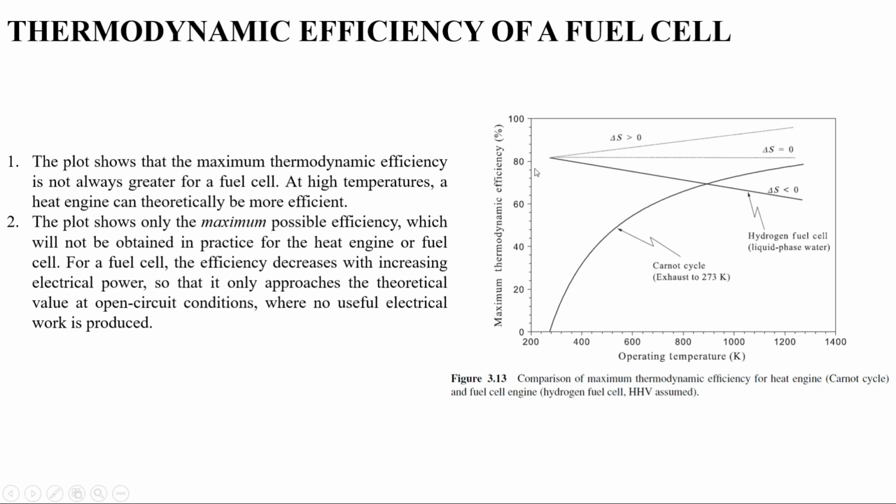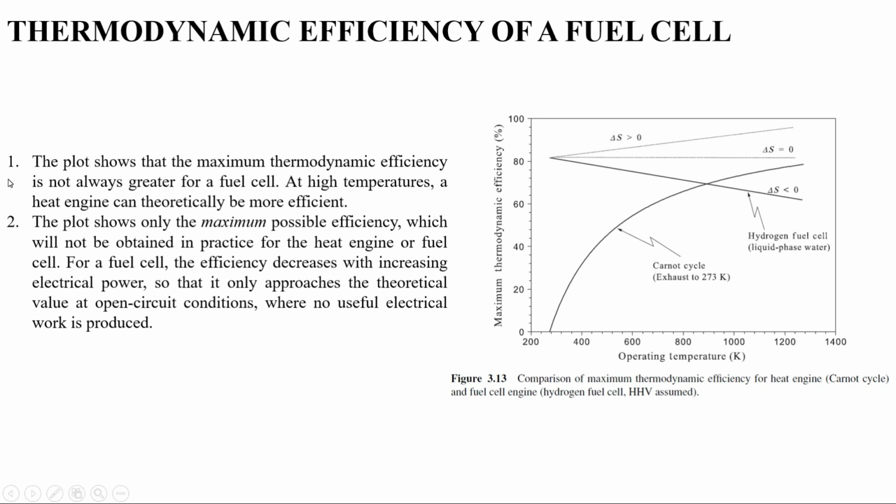Now carefully look at this graph. This graph shows that at low temperature, a fuel cell is much more efficient than the heat engine. This graph is simply showing that fuel cells are much more efficient than heat engines at lower temperature, and it is not possible that a fuel cell will always have a greater efficiency. At higher temperature, the heat engine will be considered more efficient.